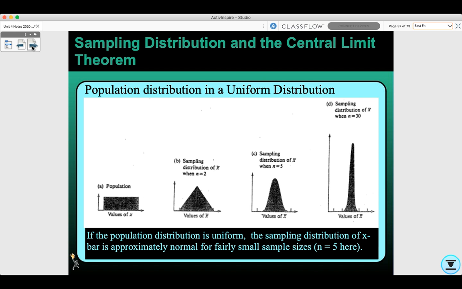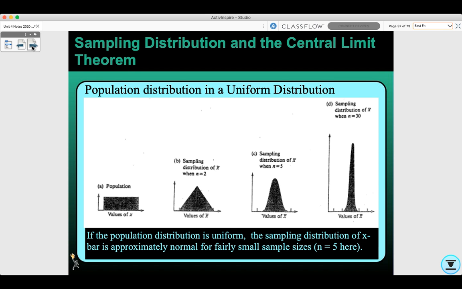Here we have a population distribution that is a uniform distribution. A is the population for all values of x. B is a sampling distribution of x bar when n equals 2, which is not approximately normal. C is a sampling distribution of x bar when n equals 5. Here, the distribution is approximately normal. D is a sampling distribution of x bar when n equals 30. Here, it is approximately normal as well.